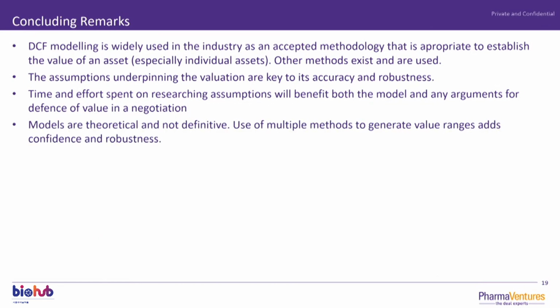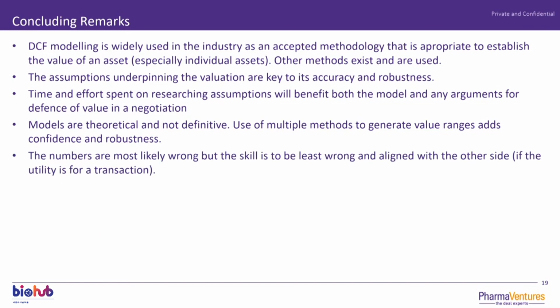Models are theoretical and are not definitive, even though they appear to be very precise and accurate and definitive. Use multiple methods, use comparables, use other things to generate value ranges to give yourself confidence and give yourself better robustness and arguments for defending your value. And as Luke said earlier, the numbers are almost certainly wrong, but the skill is to be the least wrong and to be aligned with the other side so that everybody agrees this is reasonable and can base a deal around it. And we'll see later on in part 3 some examples where they clearly were wrong, but it didn't stop the deal happening.